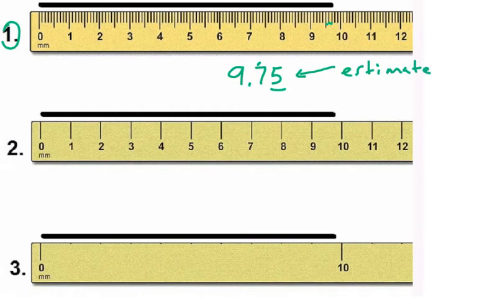Using this ruler, it would be inappropriate to measure something as 9.7 or as 9.752. Okay? We're only going to have one estimated value. So this is measured in tenths, so we're going to have a hundredths estimate.